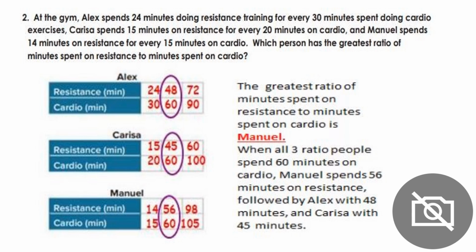So for that what I did is I multiplied both by 2. So 48 out of 60. Here I multiplied both by 3, so I got 45 out of 60. Here I multiplied both by 4, so 56 out of 60. So see here, in 60, 56, in 60, 45, in 60, 48. So the greatest ratio goes to Manuel. You see, in 60, 56 are there. The others have 45 and 48.